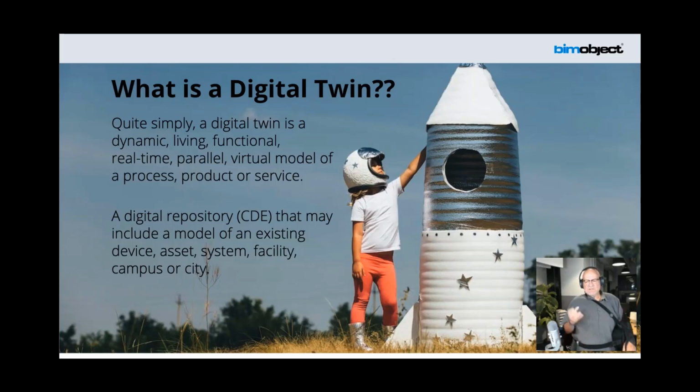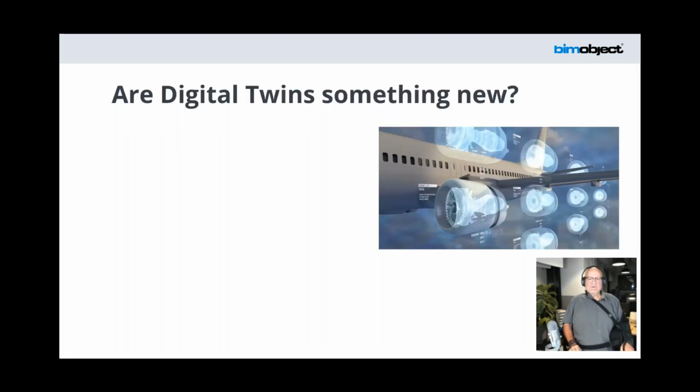So it's a digital repository, as I showed in our early graphic. There we go again, I got another acronym for us, CDE, Common Data Environment. It's a digital repository that may include a model. We had a question, and you'll see that someone asked, how does the model fit in? It may include a model of an existing device, asset, system, facility, campus, or city. The reason I toyed with saying existing is that the digital twin is constructed while the facility is being constructed. Until that facility is constructed, you can't have a fully functional digital twin. So really, it's not a true digital twin until it's emulating that existing facility.